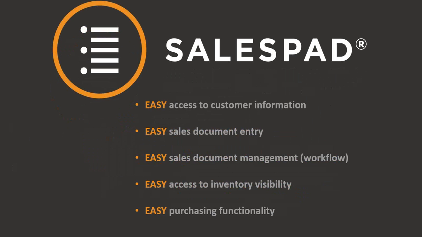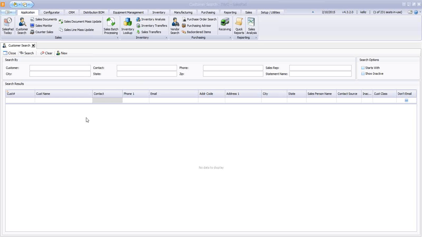So I am going to jump right into the product now and give you a nice quick overview of some of the highlights that Salespad has to offer. So just to give you some context to what we're looking at, Salespad, this desktop piece, primarily would be used by your sales team, customer service, anyone who does order entry, like I mentioned before, some of the purchasing field, but really those that manage the customer information and create and manage your sales orders. And then again, a little bit of purchasing functionality.